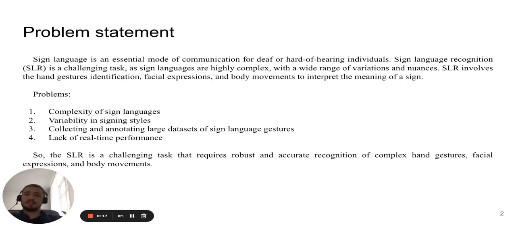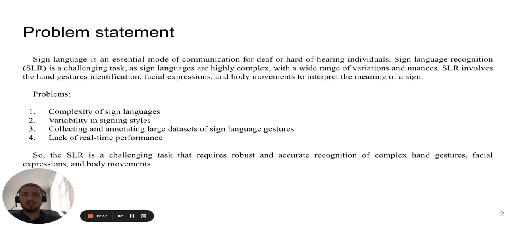Sign language is an essential mode of communication for deaf and hard of hearing individuals. Sign language recognition, or SLR, is a challenging task as sign languages are highly complex with a wide range of variations and nuances. One of the primary challenges in SLR is the complexity of sign languages.